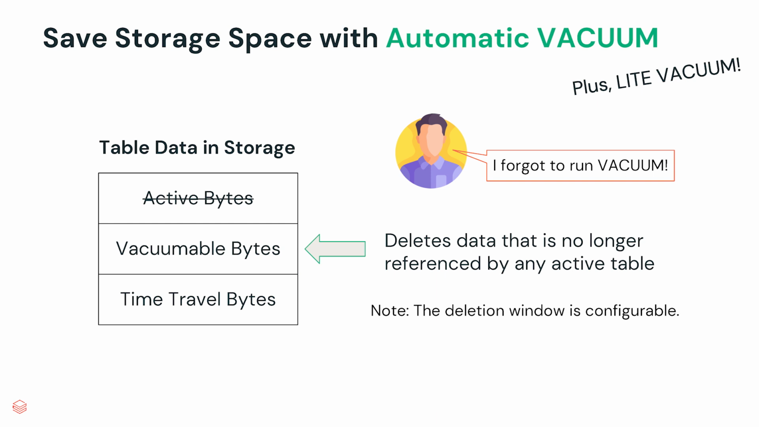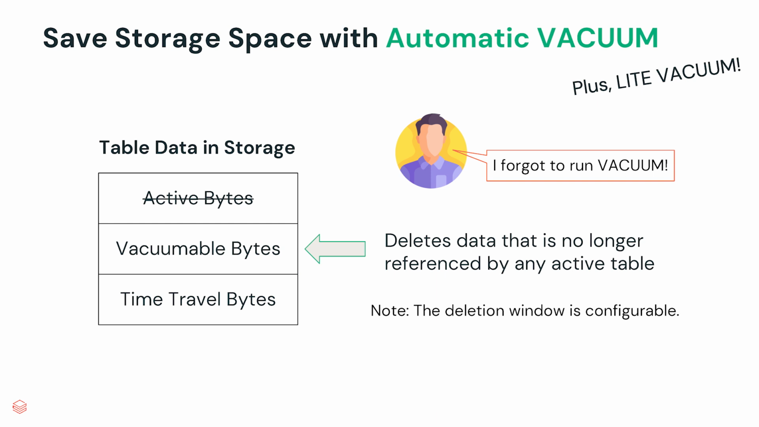The third one is automatic vacuum. Here we're deleting data that's no longer referenced by any active table. As you can see, you can still time travel on the table and go historically to past versions. But there may be some data lying around that we don't need, so we're going to vacuum that. UC managed tables will do that automatically for you to save time and costs. Please, if you go home, make sure you're either running vacuum or using UC managed tables to automatically run vacuum, because please don't leave so much money on the table.